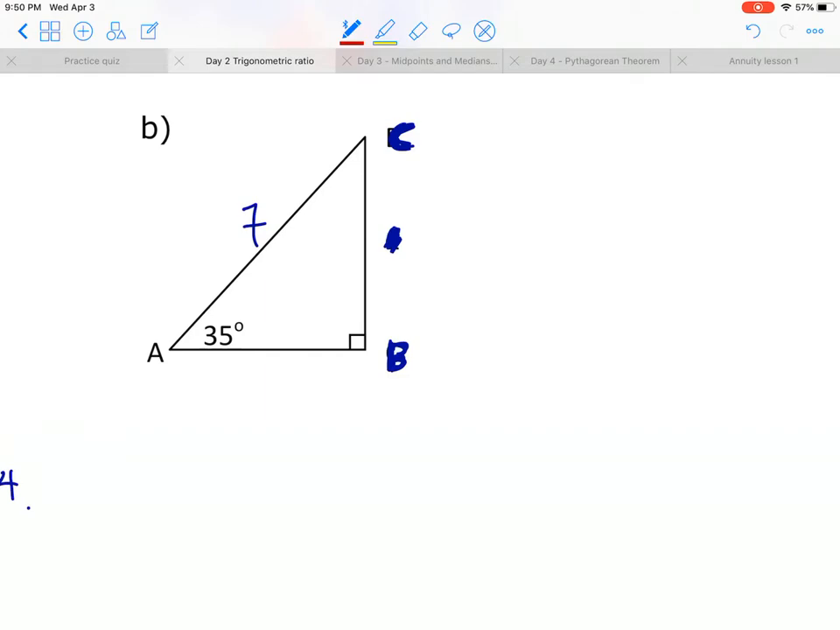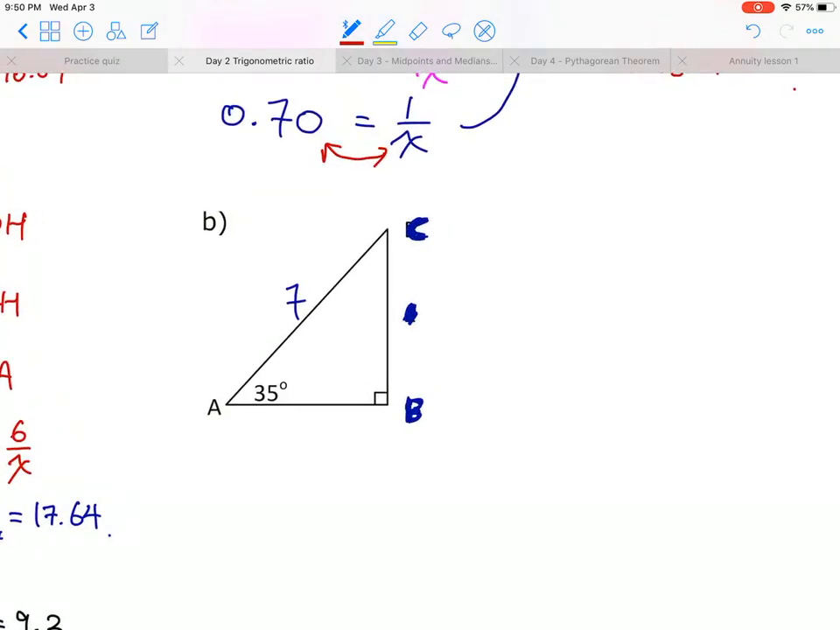Now, for B, I changed it. Hopefully you can see that I changed the C to B. The bottom is B now, with the 90 degree angle at B. The top one is a C, so be really careful with it. And then I crossed out whatever was the opposite side of the 35 degrees, and I put the hypotenuse AC over there as the 7.